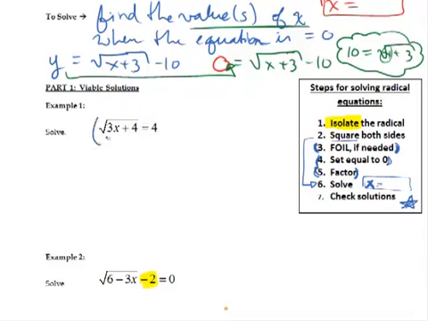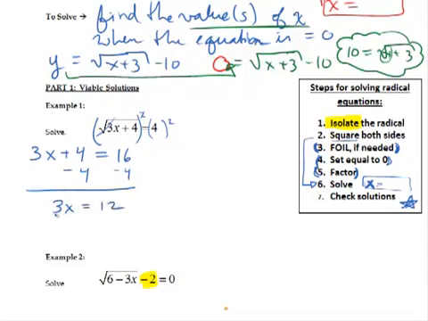So square both sides. So square and square. This means that the square root and the squared cancel. We end up getting just 3x plus 4. And 4 squared is 16. Do we need to FOIL this? No, there's no parentheses, there's no foiling needed here. So we actually get to skip all the way down to number 6, which is solve. So we'll move this 4 over. We get 3x equals 12. Divide both sides by 3. So we get x equals 4.